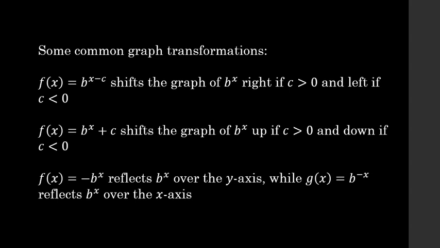And multiplication by a minus sign, depending on where it is, is a reflection of some kind. If I multiply the entire function by -1, that reflects it over the y-axis. If I multiply the variable by -1, then that reflects it over the x-axis.